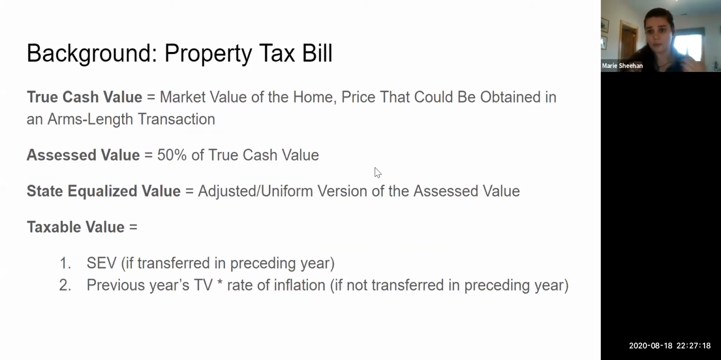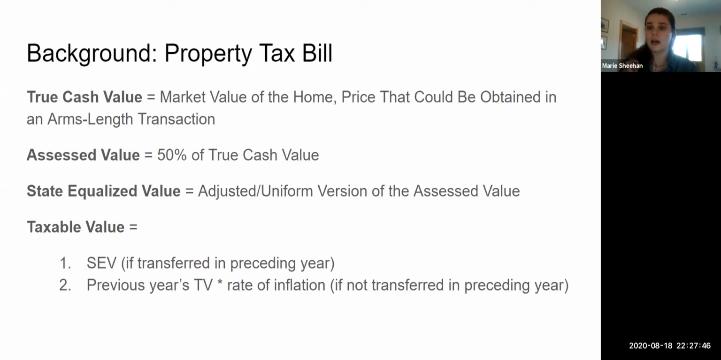So on the property tax assessment notice, which you will see in a little bit, there are 4 different numbers, so I'm just going to review those quickly now. The first is the true cash value, so what I just talked about, the market value of the home, the price that could be obtained at private sale. The second is the assessed value, so that is the 50% of the true cash value of the property.